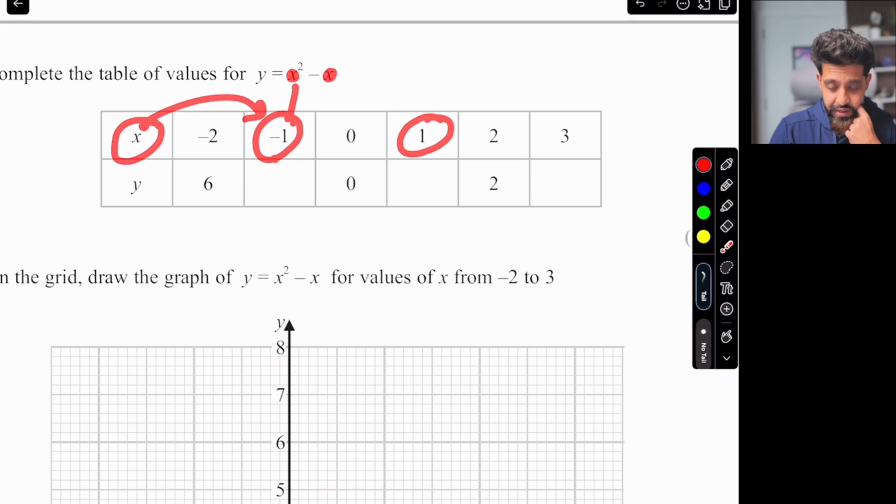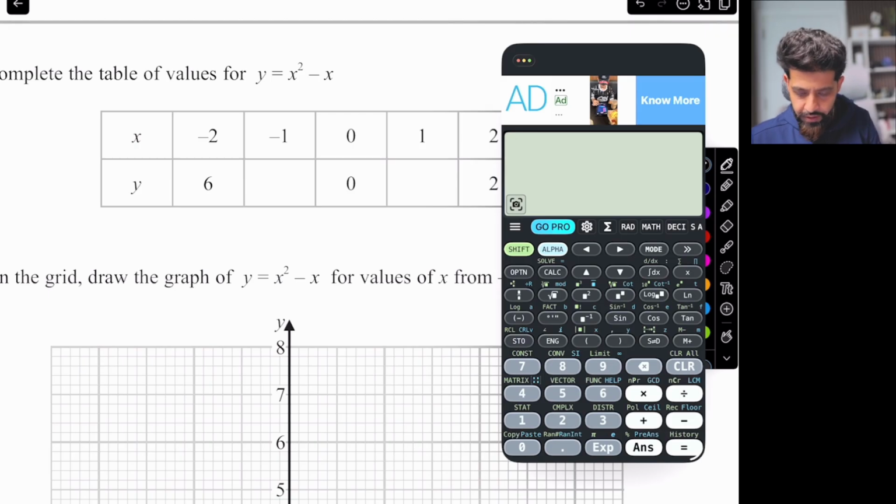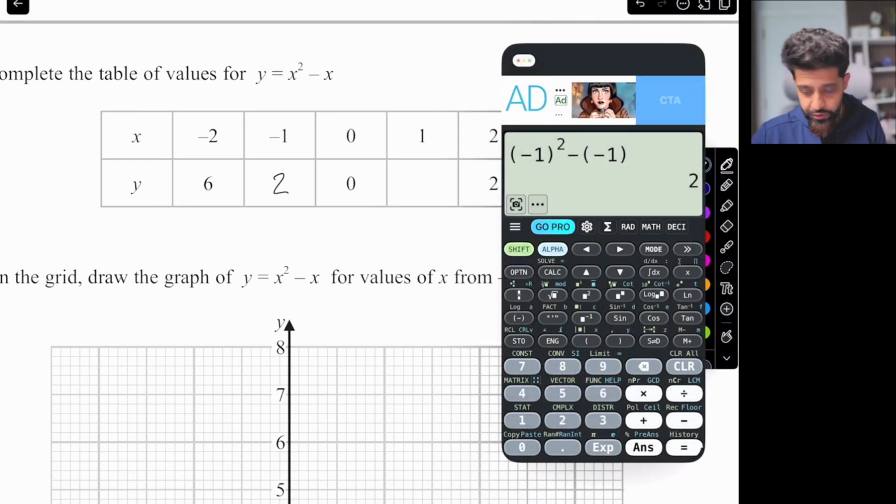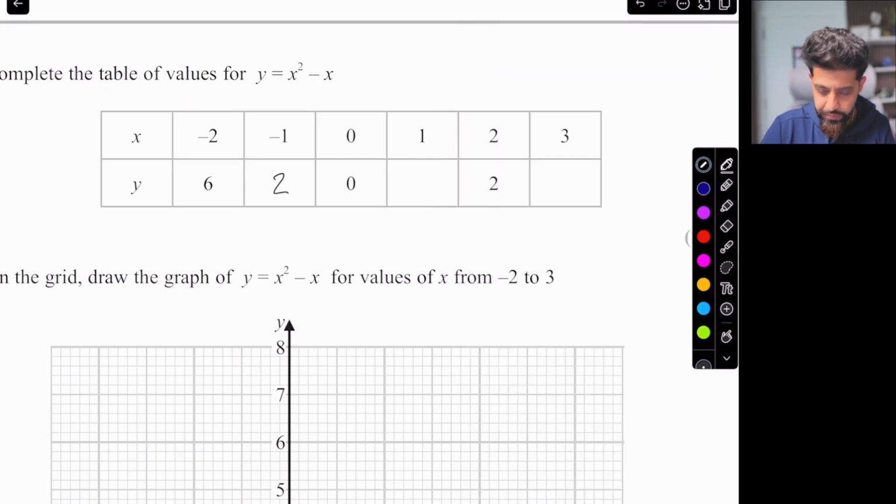So for this and this, we need to know that the x value is going to be -1 in here. We'll get the answer here. And then for the 1, it's going to be a positive 1. So if we put that into a calculator, we have bracket -1 squared minus -1, that's 2, so it gives us the answer of 2 here. And then we put the 1 in. You could do them in your head as well. So bracket 1 squared minus 1, there you go, 0.